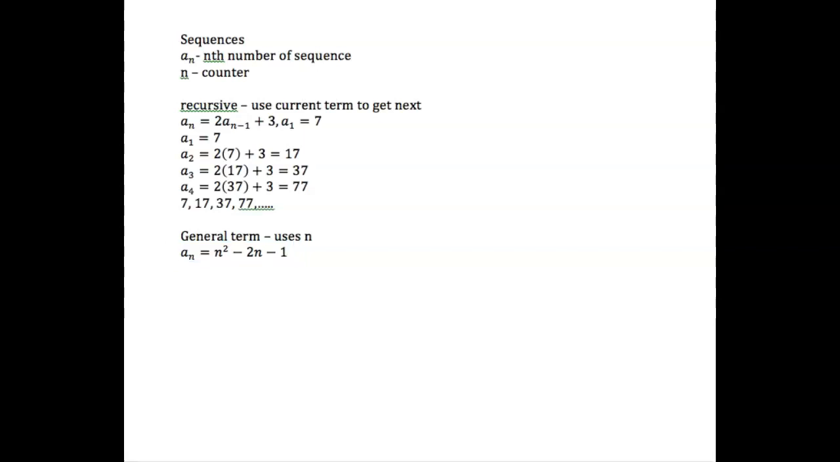So let's start off with the first term. I'm going to find a1. For this sequence, this is exactly like a function. In fact, it really is a function. For a1, I replace n with 1, so I'm going to replace all the n's with 1. a1 is 1 squared minus 2 times 1 minus 1. And we'll just use order of operations and crunch the numbers there. 1 minus 2 minus 1 is negative 2.